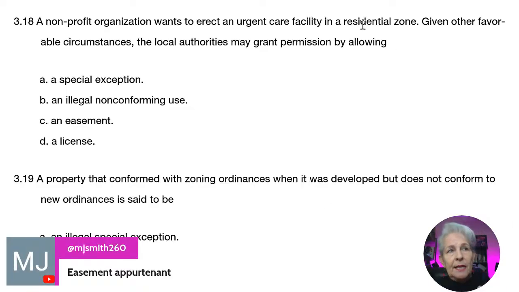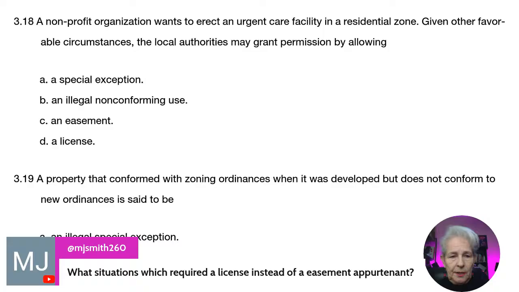But in this case, this is not an easement. They're not being granted the use of a piece of land shared by somebody else. So they have their own piece of land and a nonprofit organization wants to erect an urgent care facility in a residential zone. So they have to be given permission by the zoning board or the planning committee, and that's a special exception.